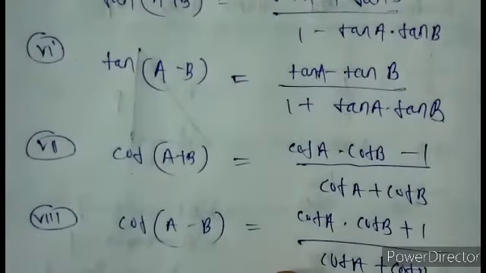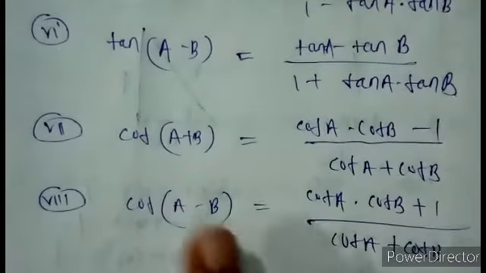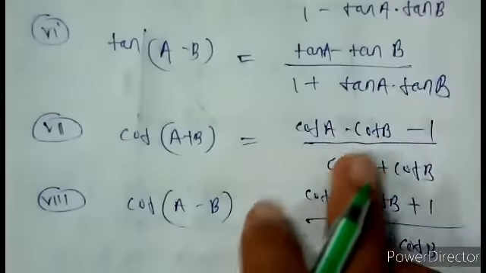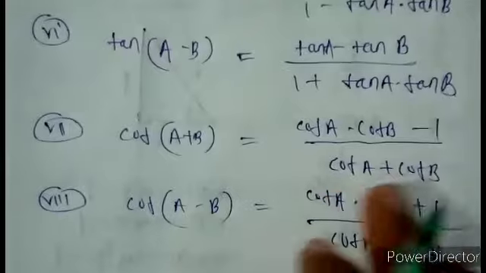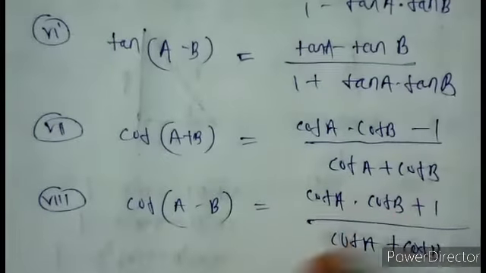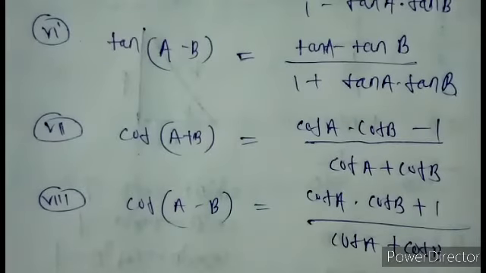Then come to cot(A+B). This is the opposite of tan: cot A cot B minus 1 upon cot A plus cot B. And cot(A−B) is cot A cot B plus 1 upon cot A plus cot B. These are the formulas. Take a screenshot.